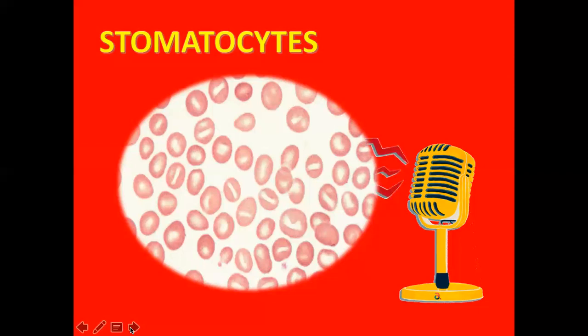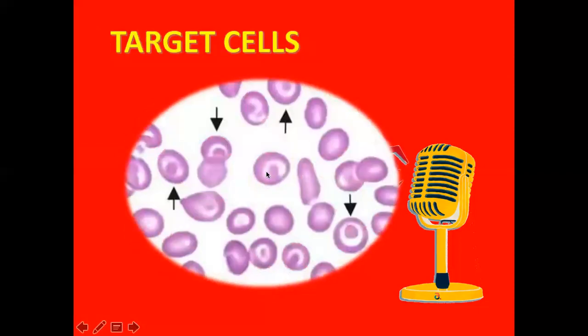And lastly, we have the target cell. As you can see, it looks like a bullseye cell. These target cells are also known as codocytes, and they have the appearance of a shooting target like this with a bull's eye. That's why it is termed target cells. And if you scan them under the electron microscope, these target cells may also appear bell-shaped or like a tall hat, hence the name Mexican hat cell.